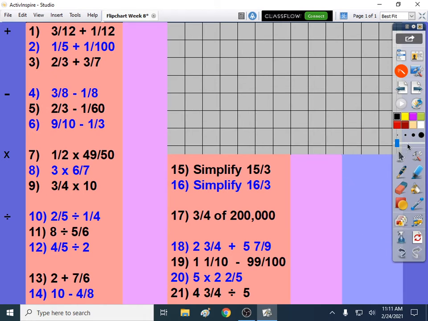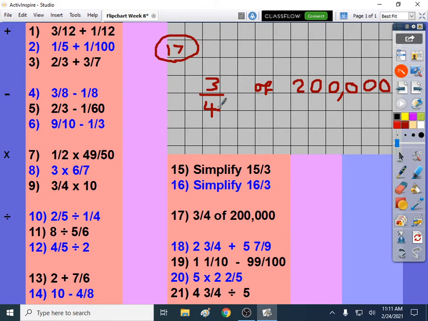Question 17, another big number like last week, 3/4 of 200,000. Let's see if we can think of other tricks to do this. Other ways of doing it. So you can get the big number, 200,000, divide it by the bottom, times by the top. That's fine. Also, you could work out 1/4 of 200,000 perhaps in your head. It's a bit like 1/4 of 20 is 5. 1/4 of 200,000 is 50,000. Then times it by 3 and it'll be 150,000.